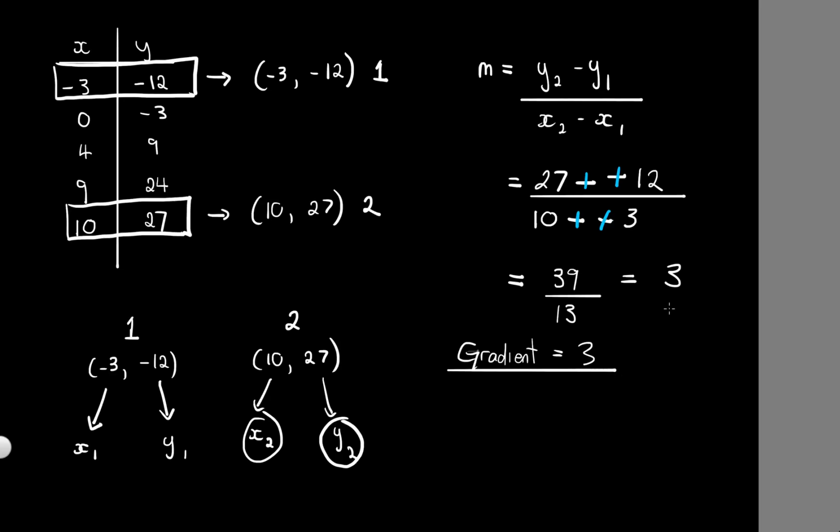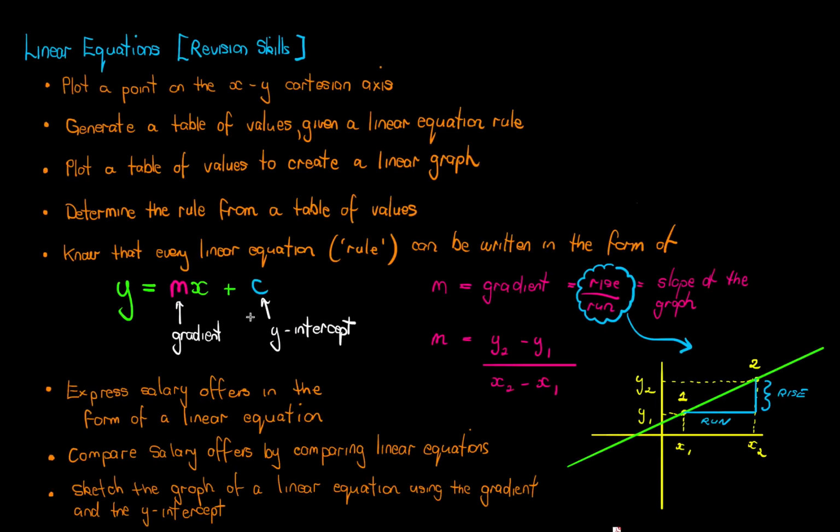Now, let's see if we can work out the y-intercept. So we know the gradient, so it's going to be y equals 3x, because the gradient is 3, so it's y equals 3x plus something. We don't know what the something is. This y-intercept, let's see if we can work that out.